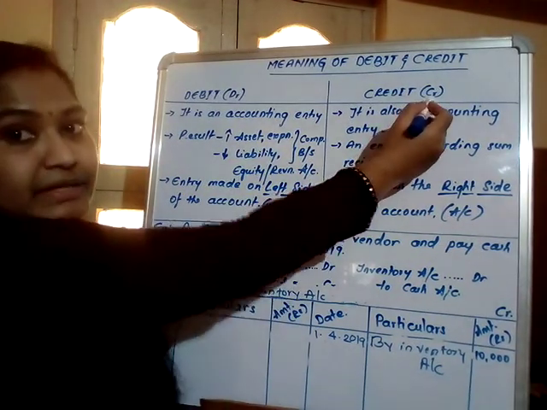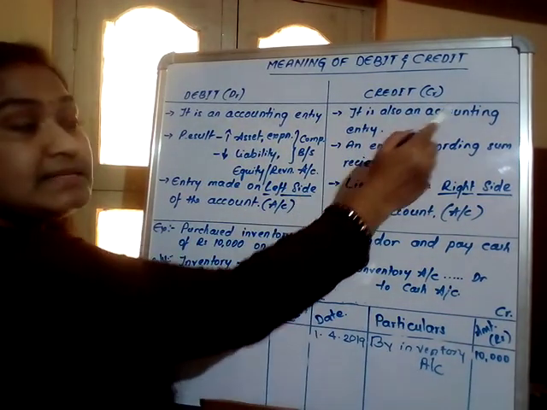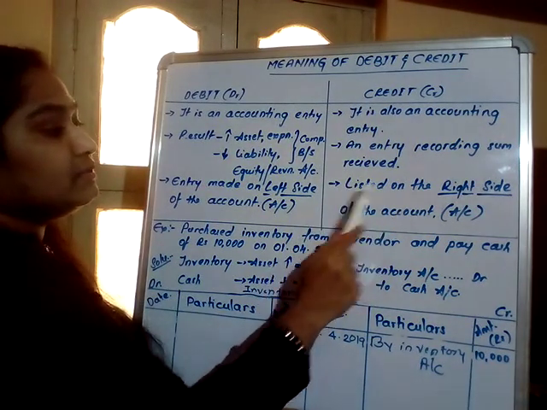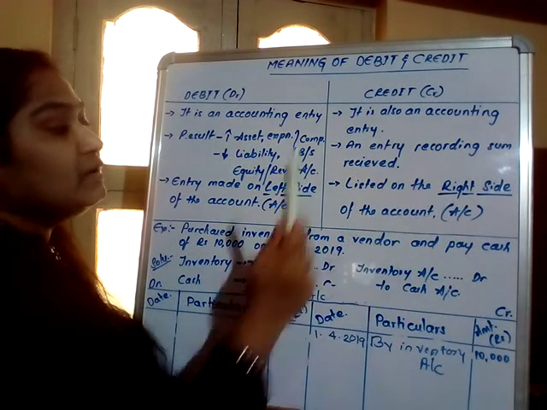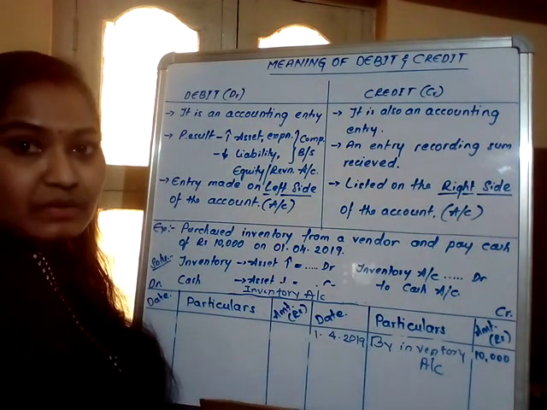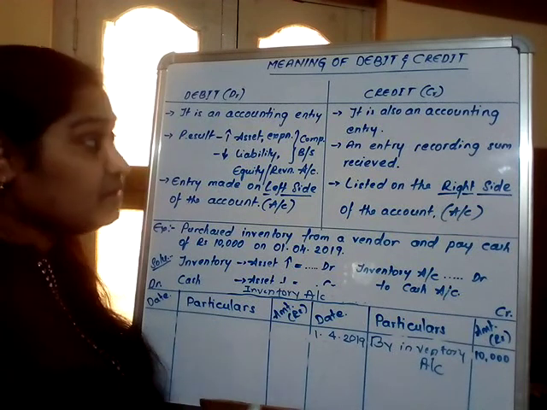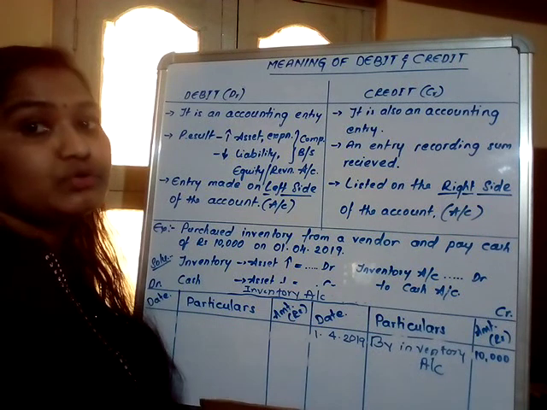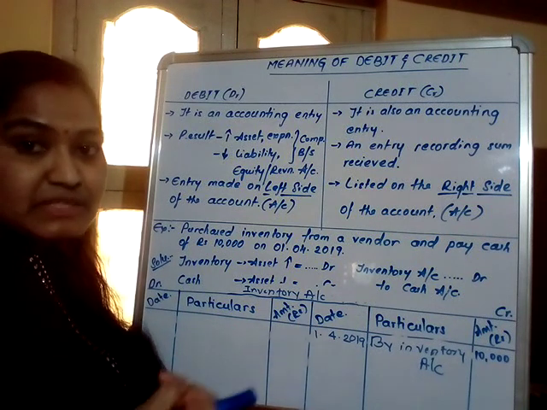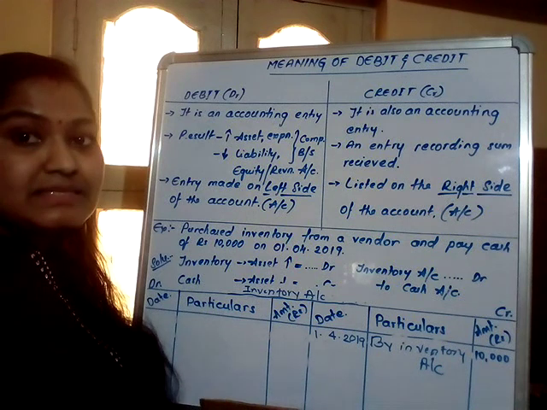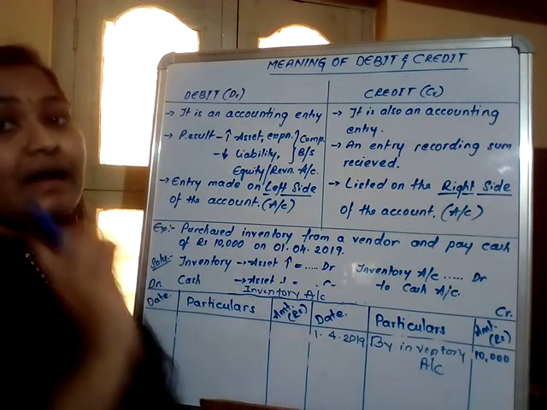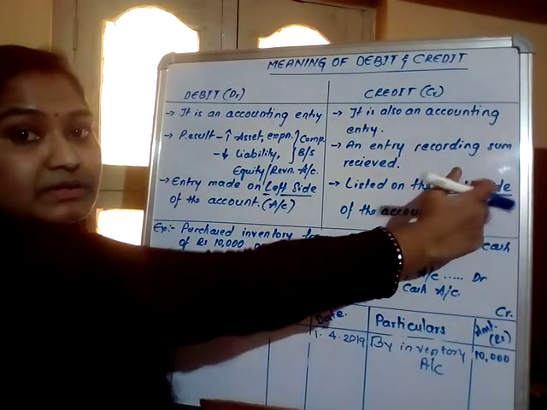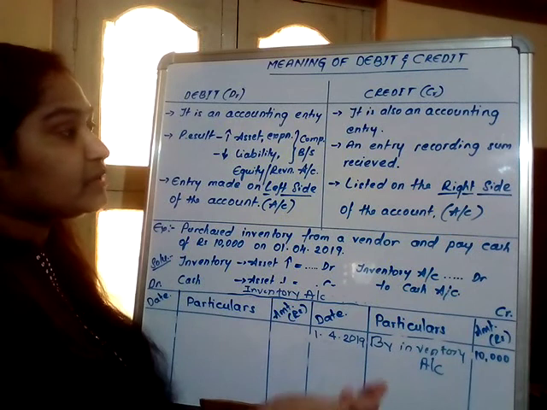Then move on to the credit concept. It is also an accounting entry, listed on the right side of the account. It appears when you are receiving some amount of money into your company. In that case, that transaction is considered a credited item, or a credited transaction, and it should be posted on the right side of the account.